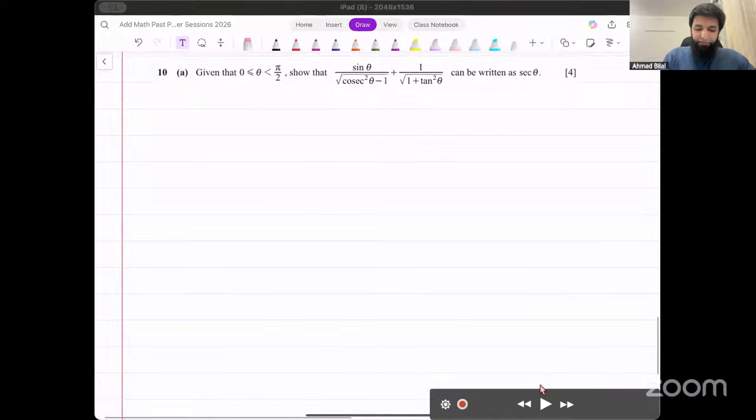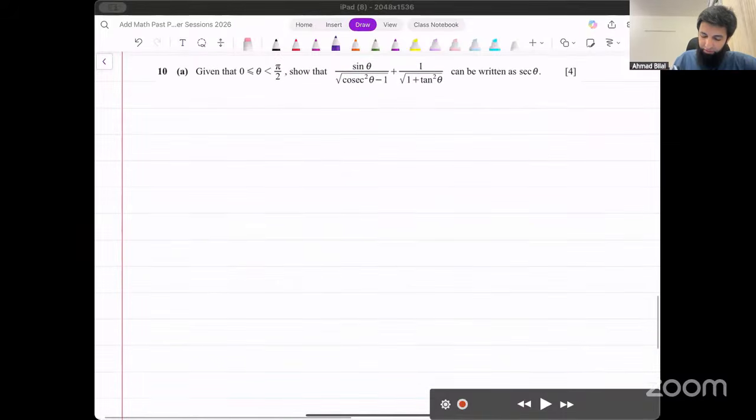Given that theta is between 0 and pi over 2, that means it's an acute angle, in the first quadrant. Show that this whole expression can be written as secant theta. Okay, how do we think about this?